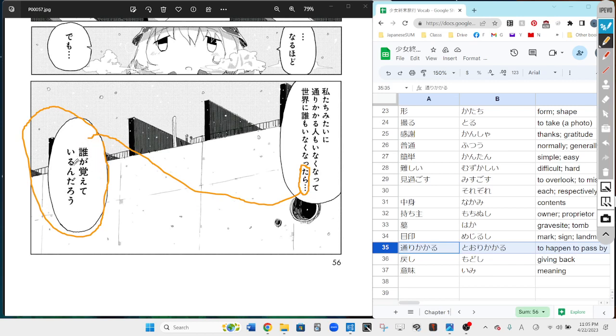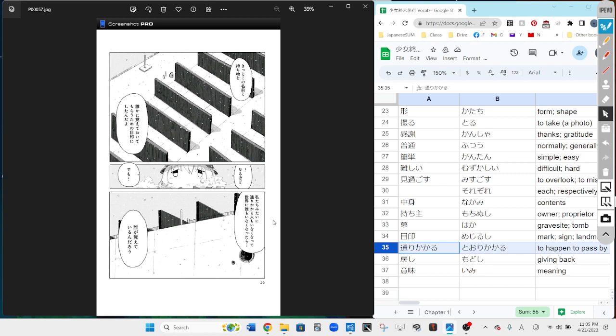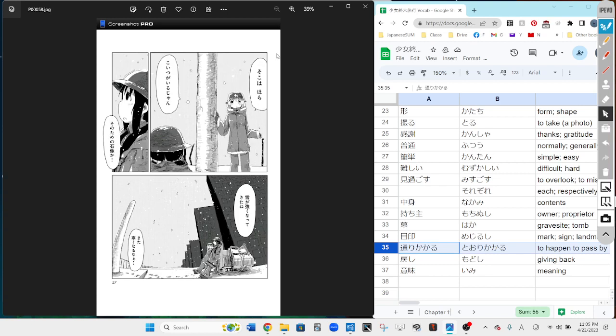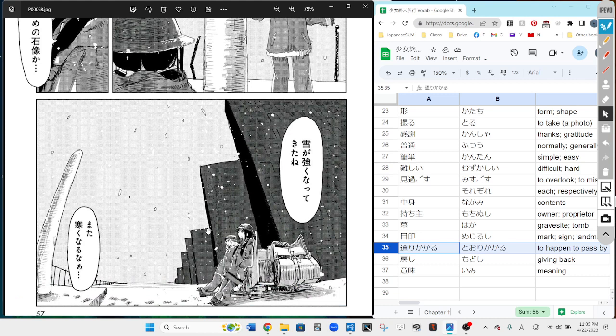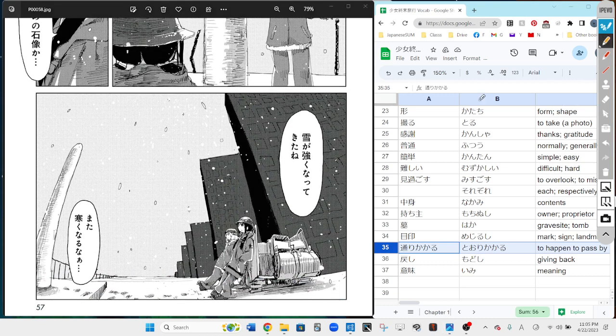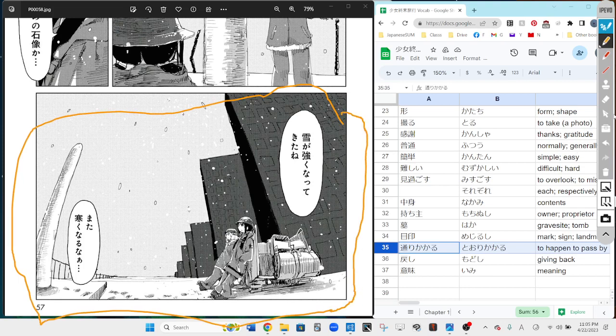Dare ga oboite iru ndaro? Which is, I wonder if there'll be anybody that can remember. Yep. Will there be anybody who will remember? That can. Yeah, who will remember. So ko wa hora, koitsu ga iru jan. So the other character says, no, look, this guy right here, he's here, won't he? So he'll be able to remember. Sono tame no sekizou ka. So that's why the statues are here. And Anthony, your turn.